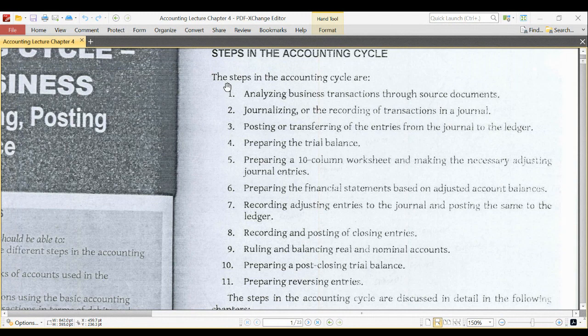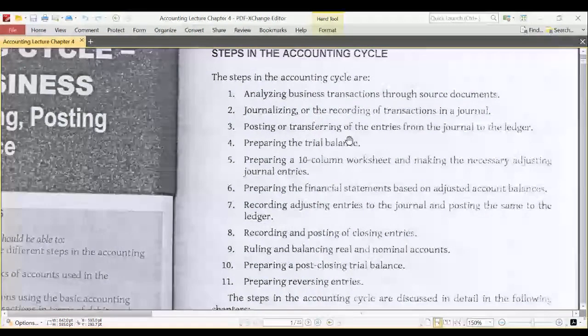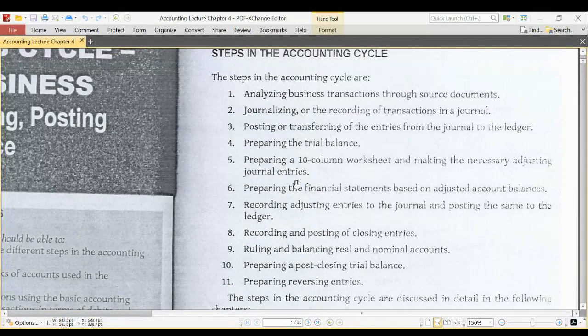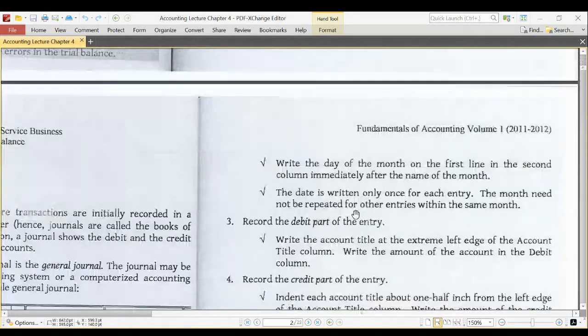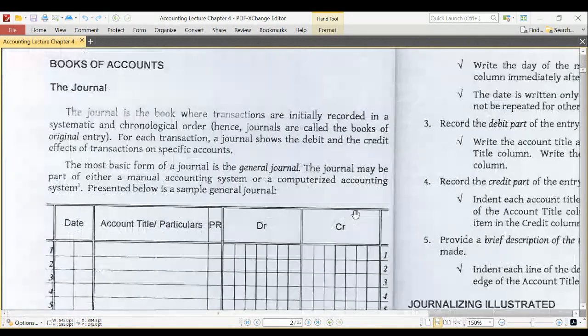Magkakaroon talaga tayo ng journalizing. Then, gagawa na rin tayo ng general ledger. Yung general ledger, kamukha lang ito ng T-account. Yung T-account kasi for facilitation lang ng computation ninyo. And after that, we will prepare trial balance. And next chapter, ito na, yung worksheet and financial statements. Okay, so let's go to books of accounts.